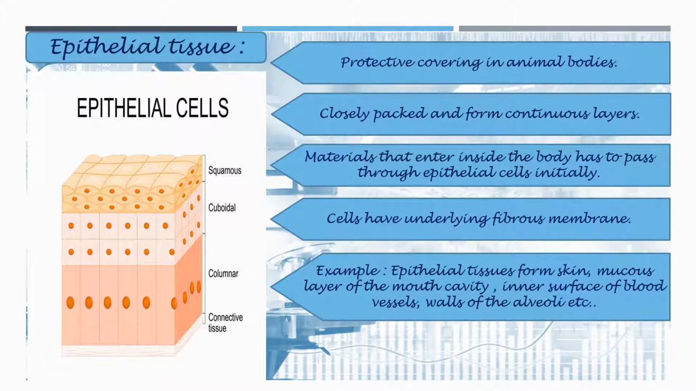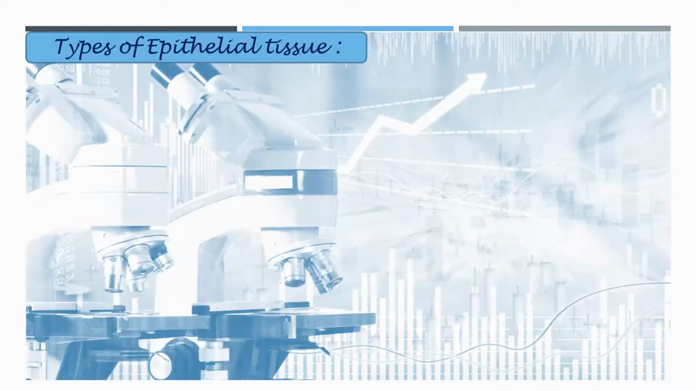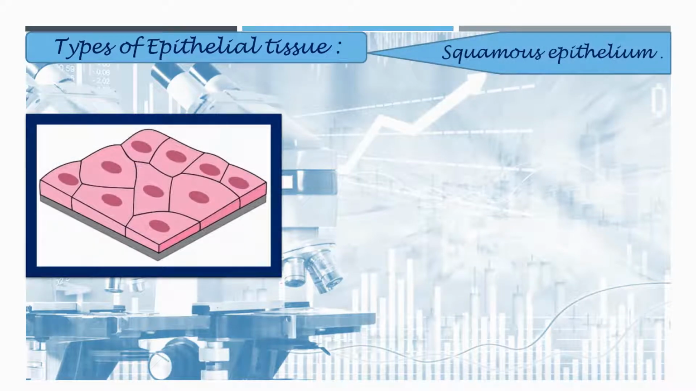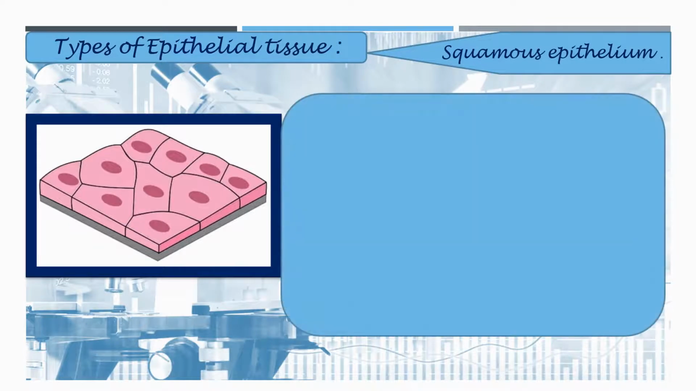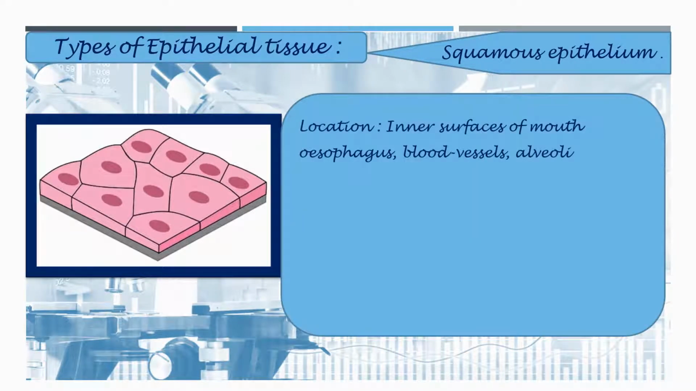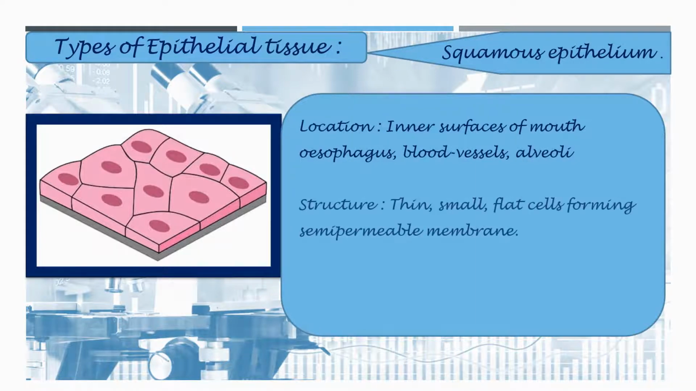Students, now let's learn about the types of epithelial tissue. The first type of epithelial tissue is squamous epithelium. Squamous epithelium is located in the inner surfaces of the mouth, esophagus, blood vessels and alveoli. The structure of squamous epithelium is thin, small, flat cells forming a semi-permeable membrane. And the function is that it selectively transports substances.